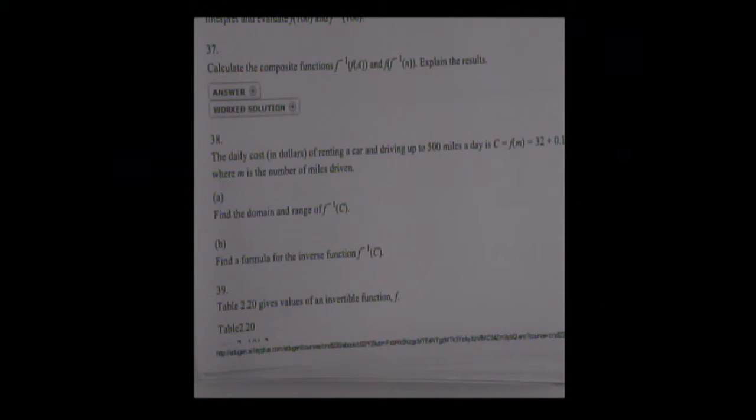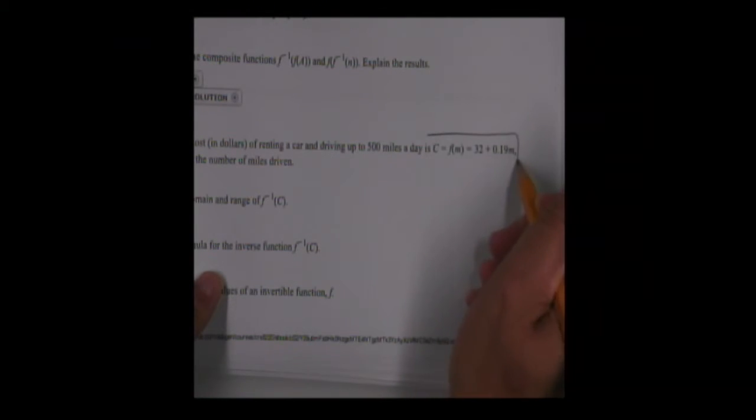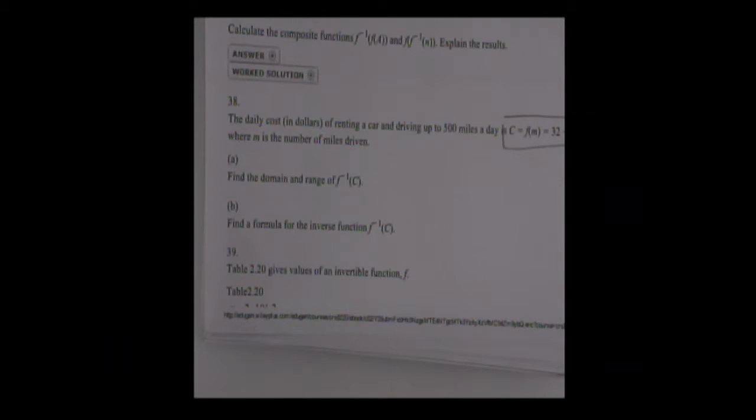The daily cost of renting a car and driving up to 500 miles a day is given by this, where M is the miles driven. And they ask us to give the domain and range of the inverse. Now, I don't know about you, but I probably would want to find the domain and range of the original function first.